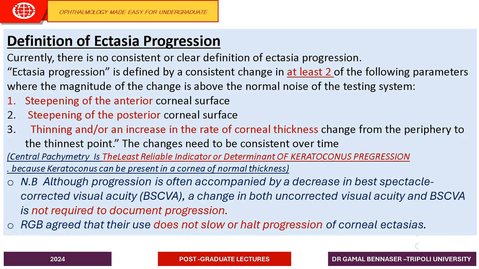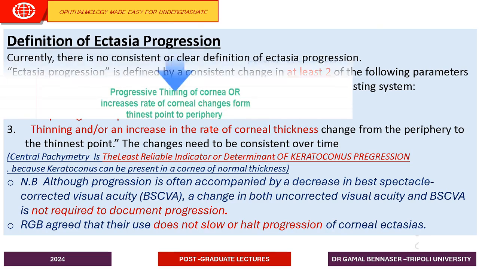Another thing: rigid gas permeable lenses, although they are agreed to be one of the best modalities for the management of keratoconus, are proven not to slow or halt the progression of keratoconus. So this is very important information. You should keep it in mind, especially that at least 2 of these 3 variables should be documented before we can say that there is a progression, and it is the progression profile of the corneal thickness, not the central pachymetry, that we depend on.